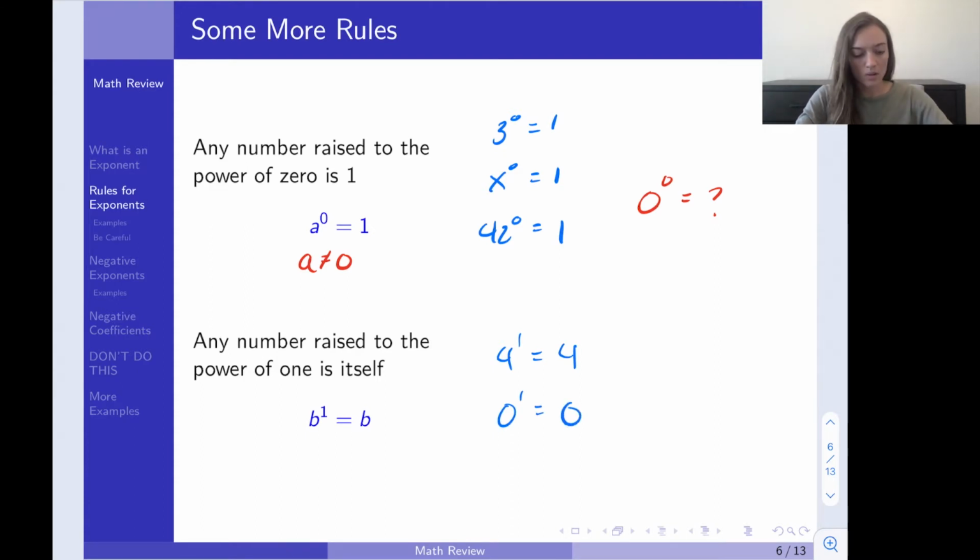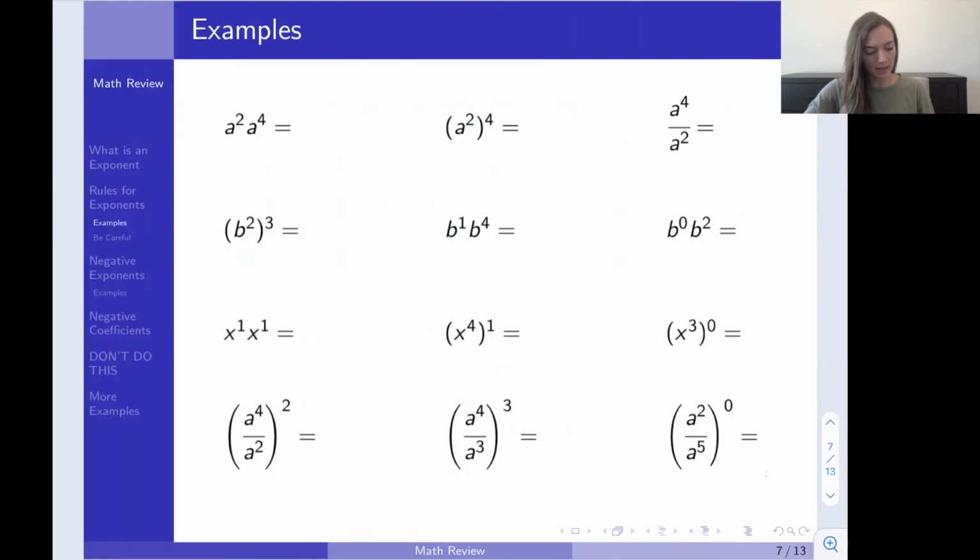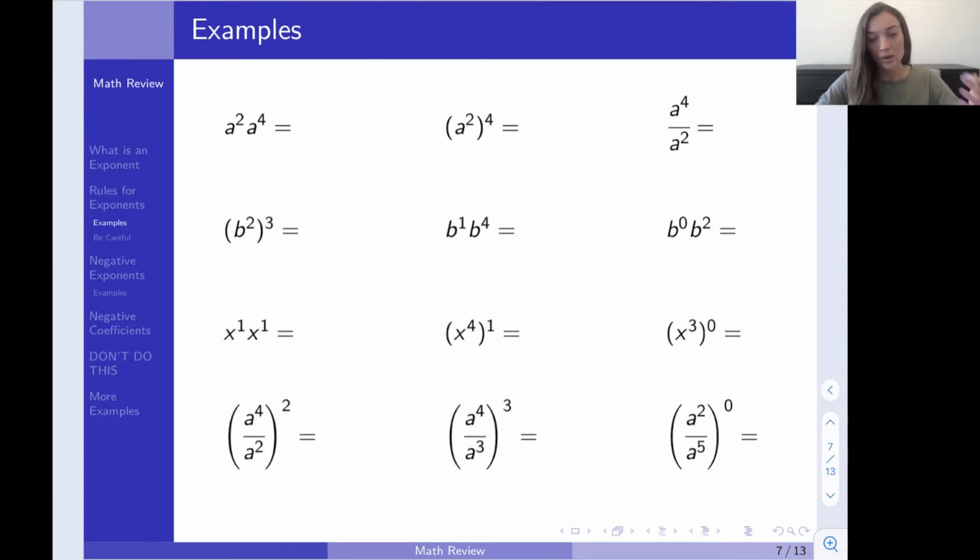All right, so let's do some examples with just positive exponents for now. Okay, so a squared times a to the 4th, that's just going to be a to the 2 plus 4, which is a to the 6th. Then we have a to the 2, and then that whole thing raised to the 4th. So that will be a to the 2 times 4, which is a to the 8th.